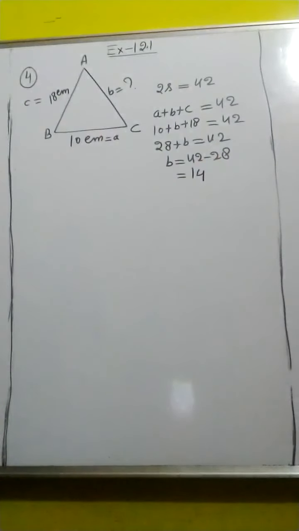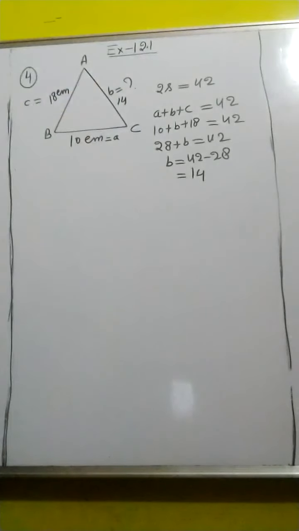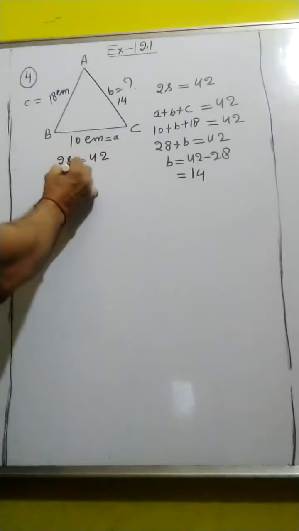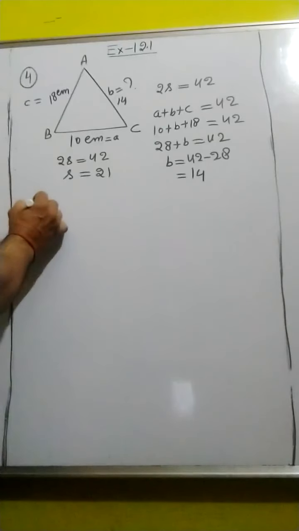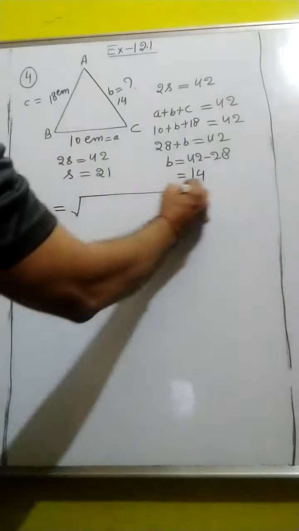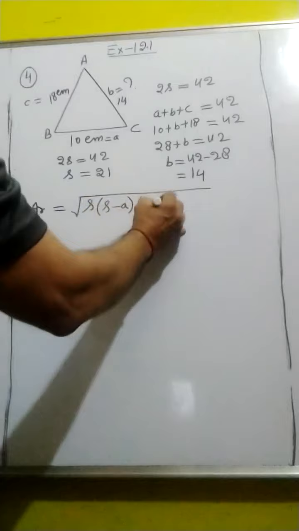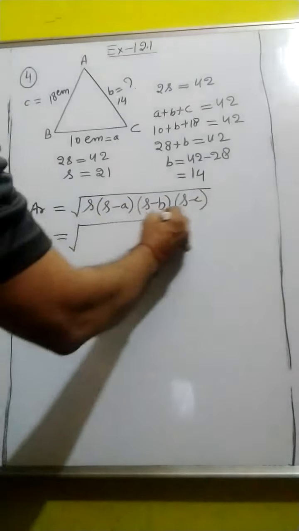Now the side B will be 14. Now it is given that perimeter 2s is 42, so s will be 21. Now we have to find the area of the triangle. So area of the triangle is under root s into s minus a, s minus b, s minus c. Now we will put the values.